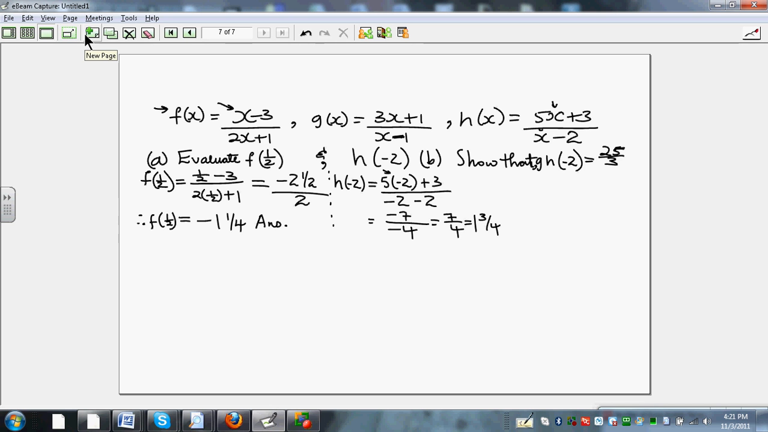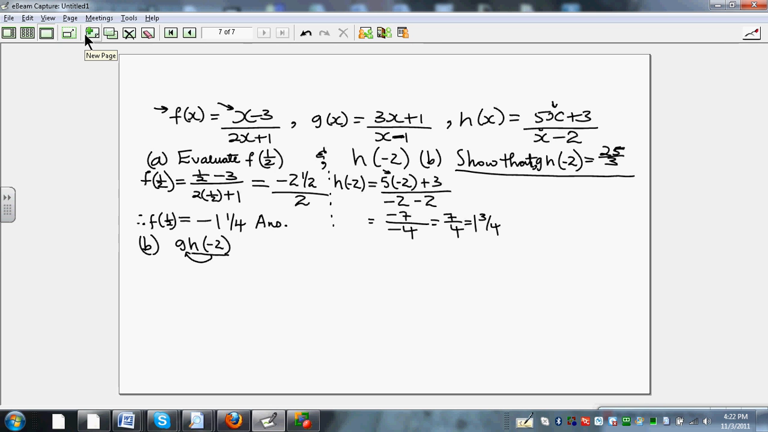Any questions so far? Good? Okay. So the next thing we're going to work out is part B here, where we have to show that gh of minus 2 is equal to 25 over 3. So we work that here. Now gh of minus 2 means that we have to work out h of minus 2 first. And when we get that value, we will take it and substitute it in g of x. That's what we'll have to do.